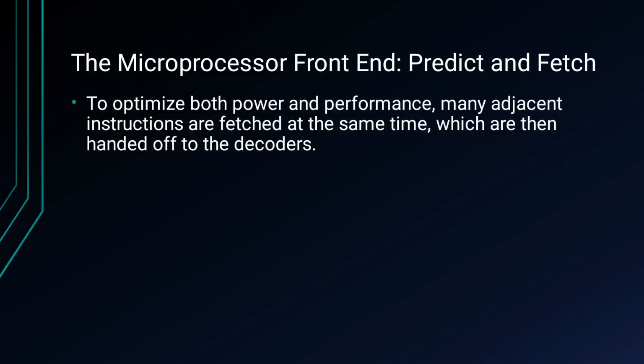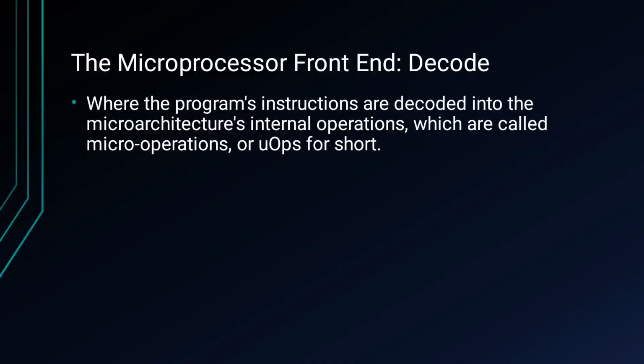The microprocessor front-end predict and fetch. To optimize both power and performance, many adjacent instructions are fetched at the same time, which are handed off to the decoders. The microprocessor front-end decode, where the program's instructions are decoded into the microarchitecture's internal operations, which are called micro operations or UOPs for short.